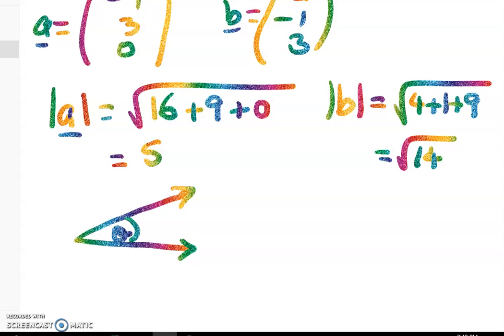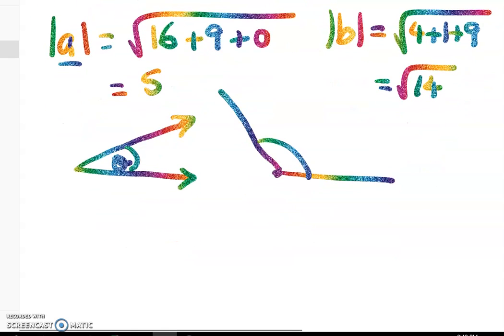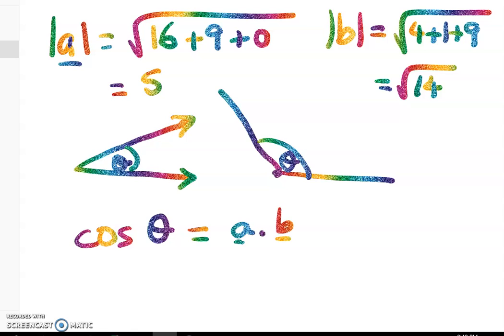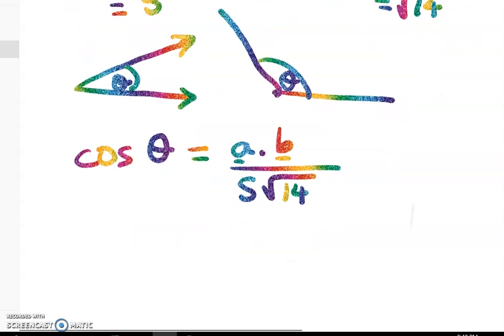Right, so the angle formed here might be something like this, or it might be more like this. In this case we're going to find that it's obtuse, because we end up getting a negative number in here. So we've got cos of theta is equal to A dot B over 5 root 14.